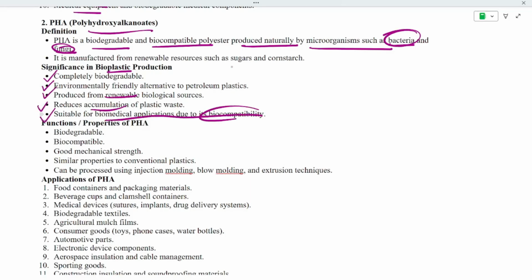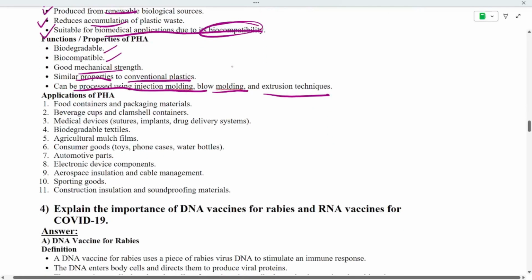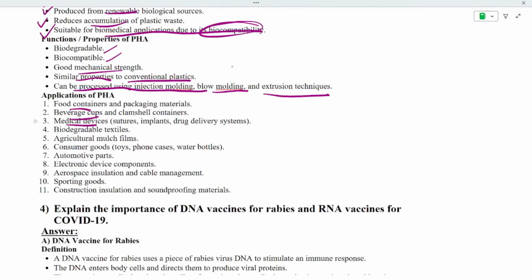Biomedical application due to its biocompatibility. Again, biodegradable, biocompatible, good mechanical strength, similar properties to conventional plastics, and can be processed using injection molding, blow molding and extrusion techniques also. Applications are again food containers, beverage cups, medical devices such as sutures, implants, drug delivery systems and all, biodegradable textiles, agricultural mulch films and consumer goods, automotive parts.